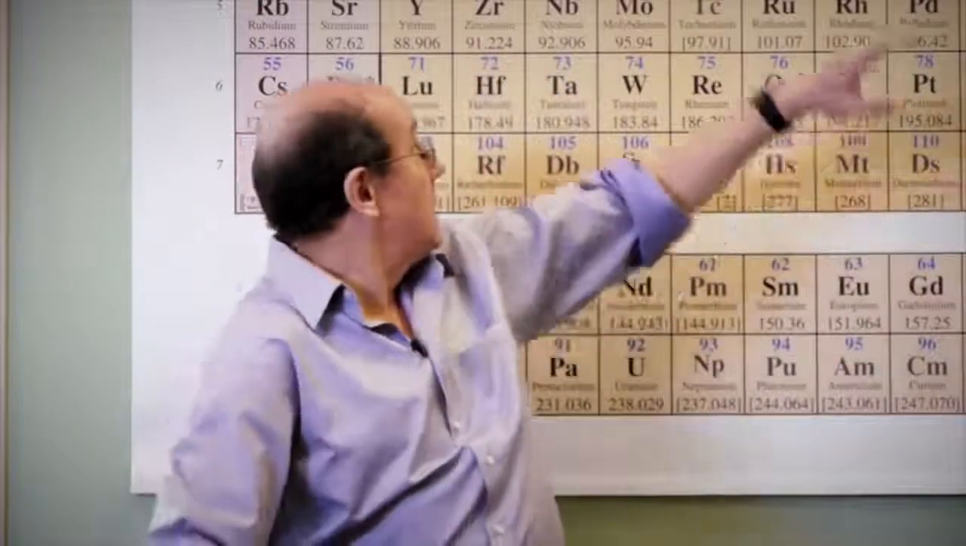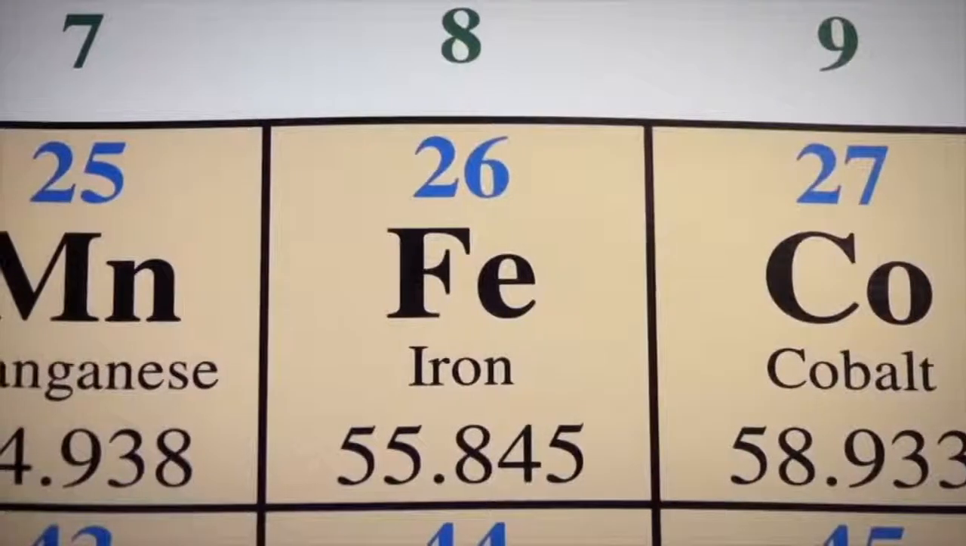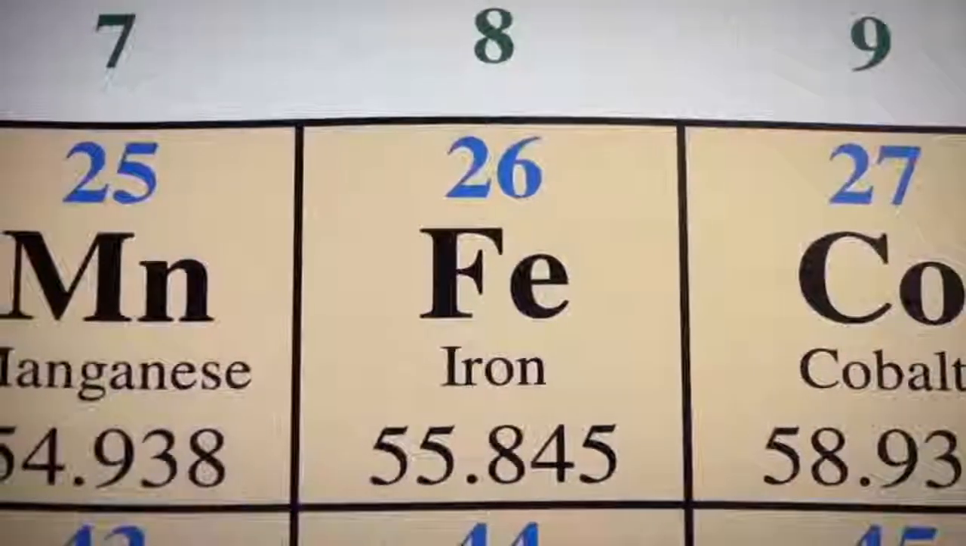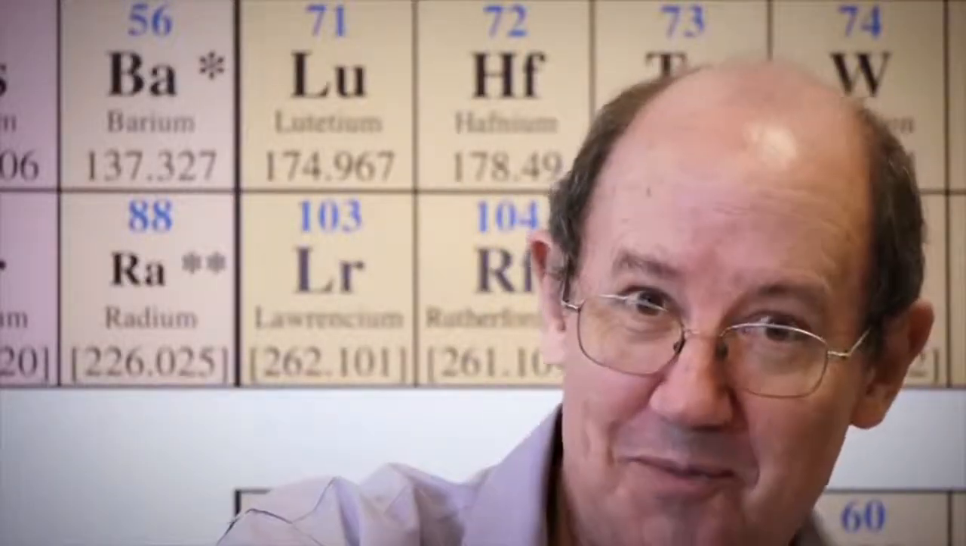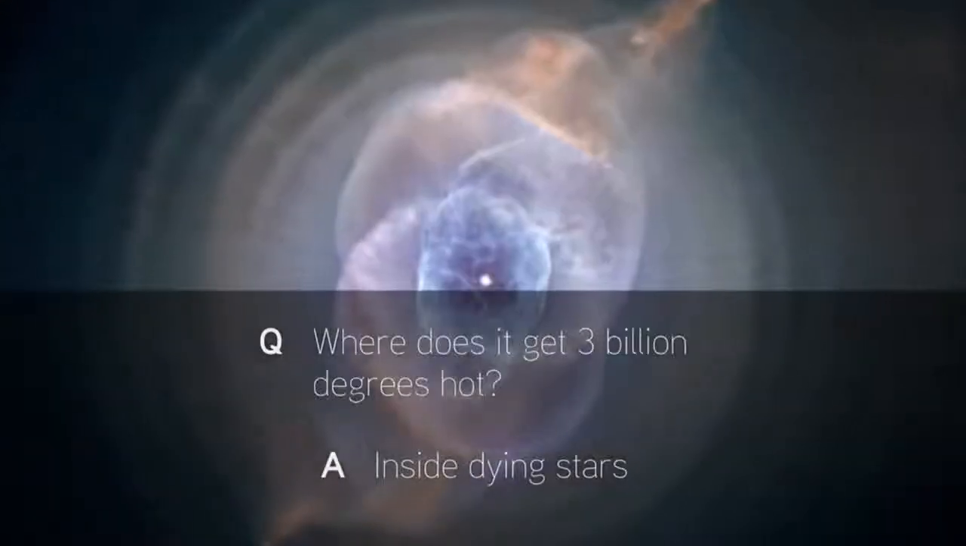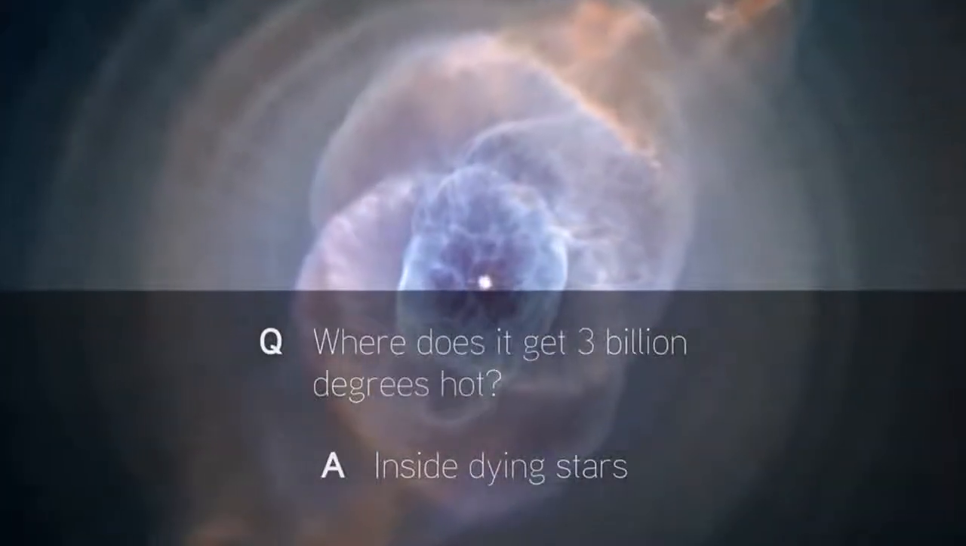And now let's go on to iron. Where's iron? There's iron. 26 protons. So now you need to smash 26 protons together to get iron. And to do that, you need temperatures as high as 3 billion degrees. So where in our young universe are you going to find temperatures of 3 billion degrees? The answer is inside dying stars.